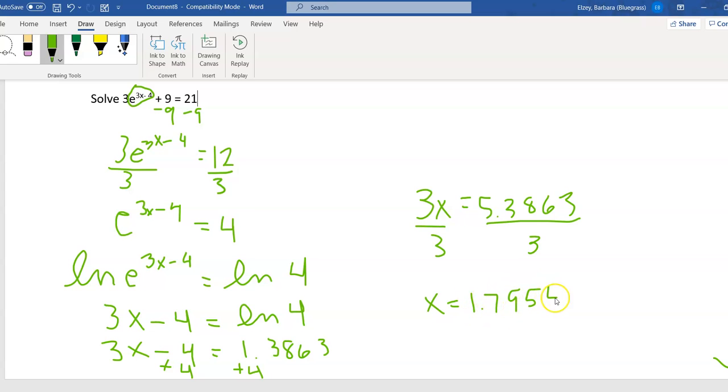Now notice too, with the exponentials, we don't have to go back and check our solution as we did with the logarithms, because we don't have to worry about negatives or positives or even 0 when it comes to exponentials. We are allowed to have exponents that are negatives or 0.